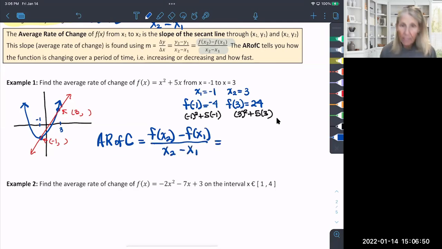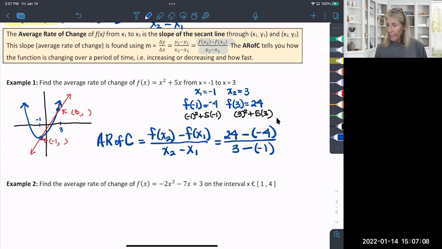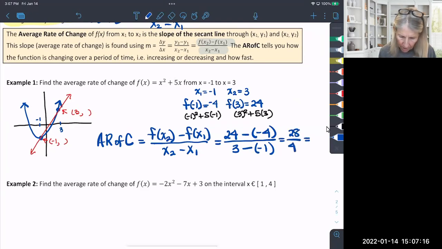So let me plug in my values. Those would be f of x2 is 24, minus f of x1, -4, over x2, which is 3, minus x1, which is -1. Plug it in there, work it out. So that gives me a 28 on the top, divided by a 4 on the bottom, which reduces to 7.